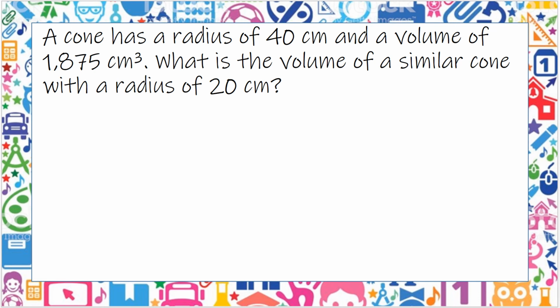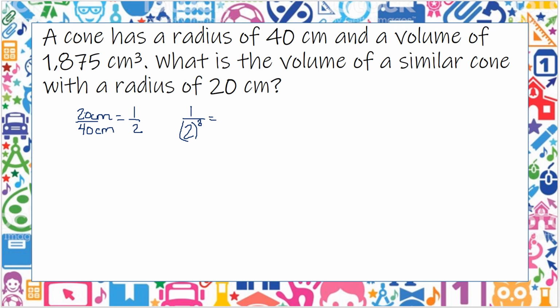A cone has a radius of 40 and a volume of 1,875 centimeters cubed. What is the volume of a similar cone with a radius of 20 centimeters? So our original is 40, and the new is 20. So that would simplify to 1 over 2. Because volume is cubed, it's dimension times dimension times dimension, 3-dimensional. The scale is in every dimension, so it will be used 3 times, or 1 over 2 to the third.